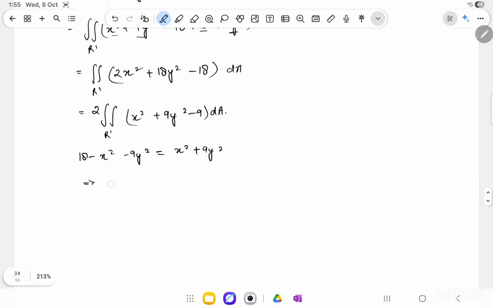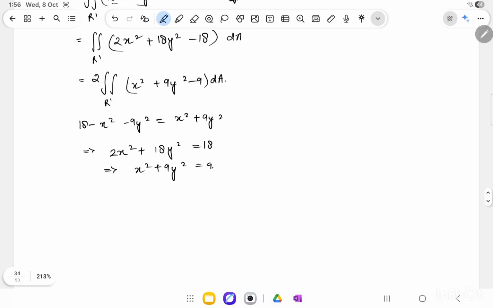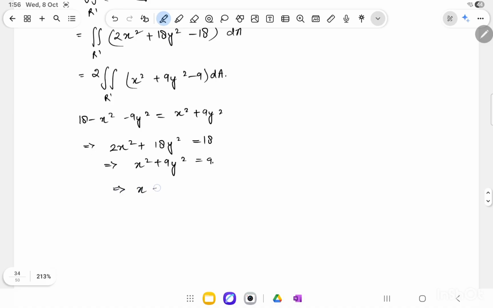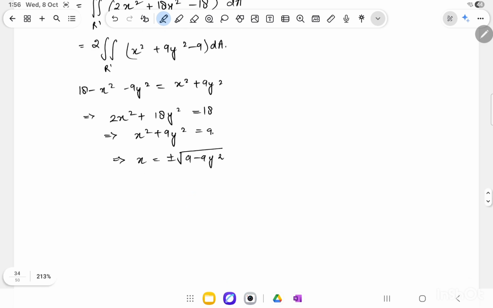So that gives me 2x² + 18y² = 18. So from here I got x² + 9y² = 9. If I solve it for x, it will be x = ±√(9 − 9y²). Now in order to equate it, it will be equal to 2 times the double integration over x² + 9y² − 9 dx dy.